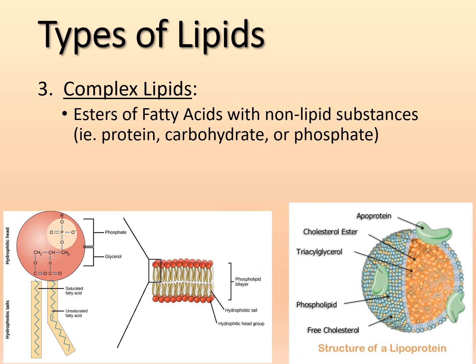Now let's get into our complex lipids. These are esters of those fatty acids, but instead of being bound to an alcohol like glycerol, they're bound to a non-lipid substance other than alcohol, such as a protein, a carbohydrate, or a phosphate group. Think of the simple lipids as being attached to an alcohol such as glycerol: all those triglycerides, diglycerides, monoglycerides. These are a little bit different.